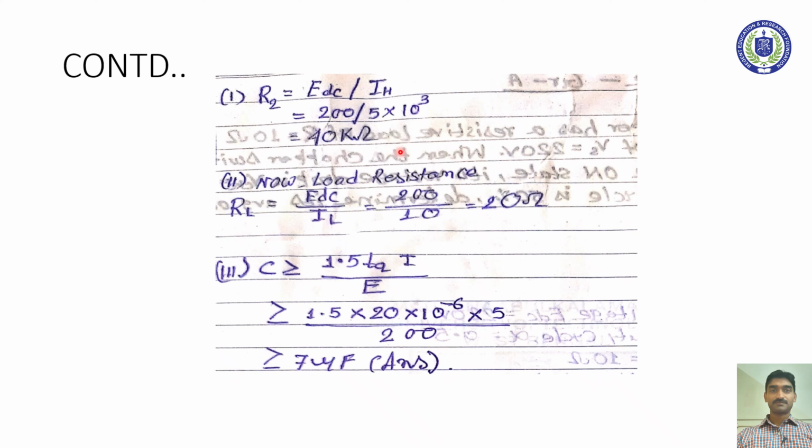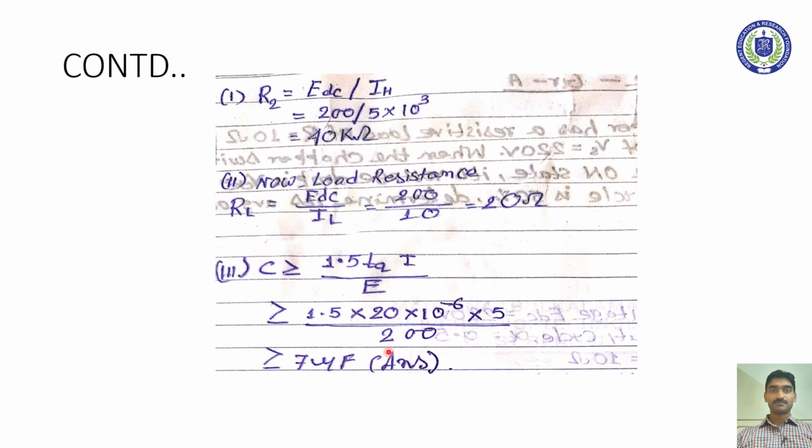Followed by the next one, that is the load resistance, RL. RL means EDC by IL, that means again the load voltage and the load current, which is 200 by 10, 20 ohm. 20 ohm is the load resistance, the second answer.